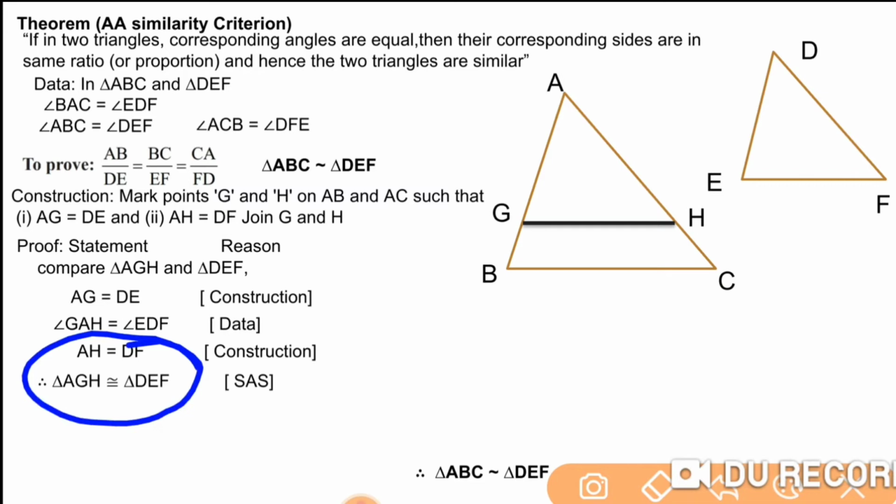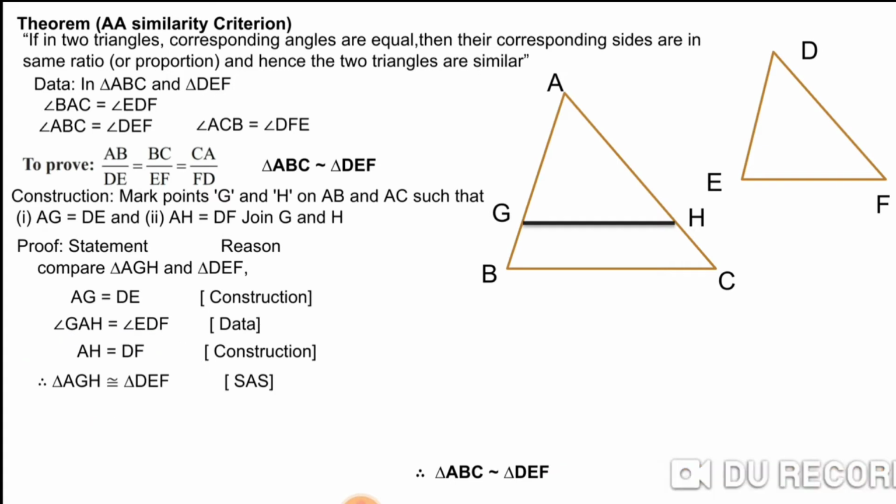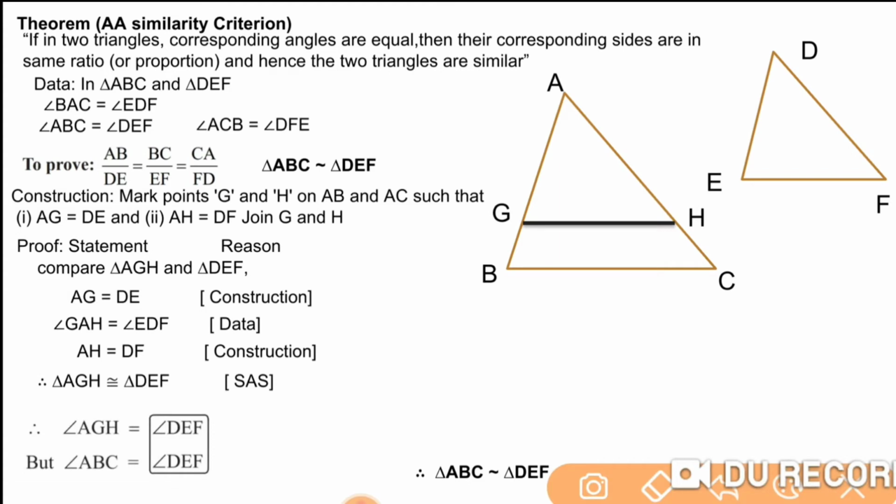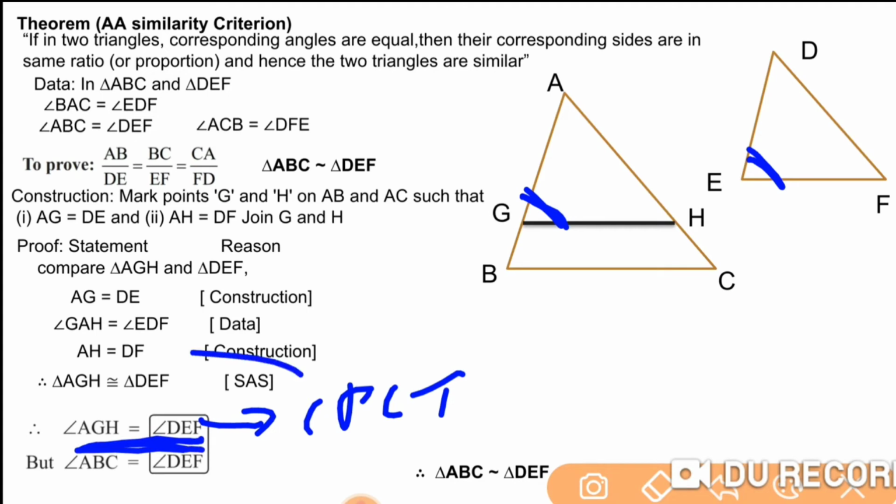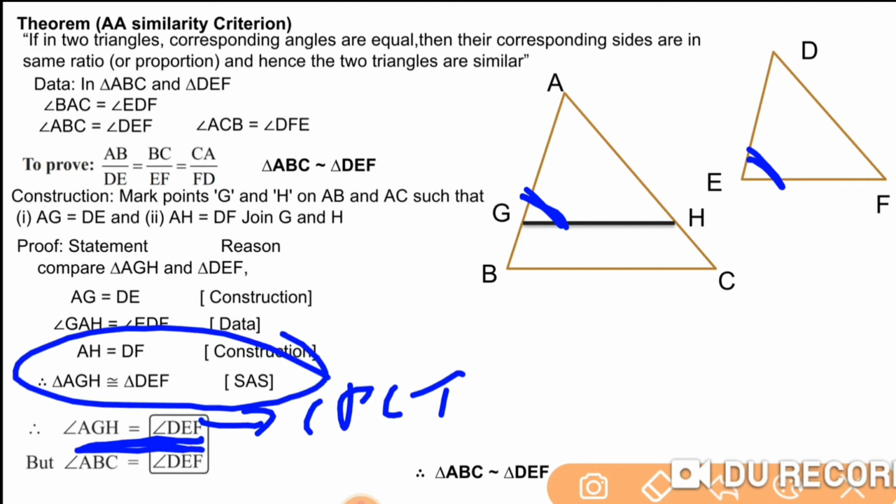When two triangles become congruent, what I can write is that the rest of the three components, that is, two angles and one side, and two angles are similar, it means equal, which I am going to take. That is another thing, that is angle AGH. It means this angle is equal to angle DEF. Why have we written this step? Because of CPCT. What is CPCT? Corresponding parts of congruent triangles. So we have written this step because the two triangles are congruent.